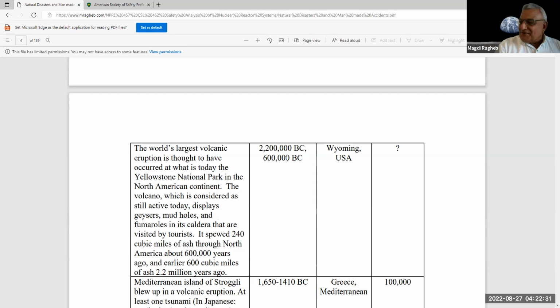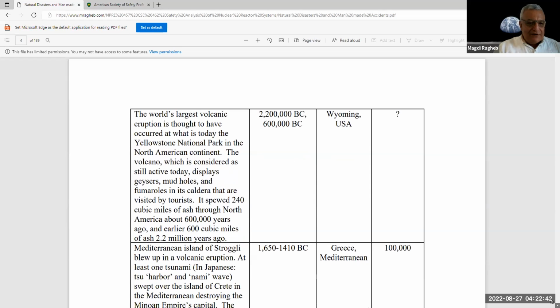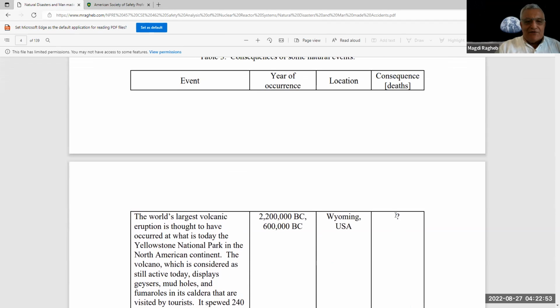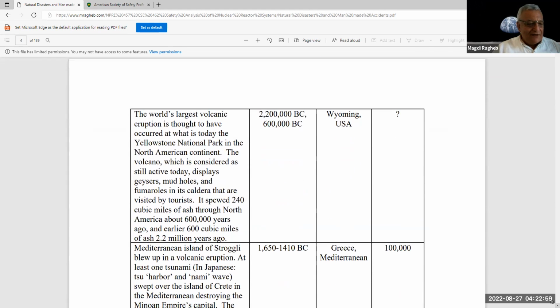When is it going to happen? We cannot tell. We don't know. In fact, NASA is trying to cool the magma under the volcano so that would reduce the possibility of an event in that case. In terms of the fatalities, well, the human race hadn't increased in population at the time, so the consequences in terms of deaths is a question mark. We don't know. Humans may not have been really alive all over the place.